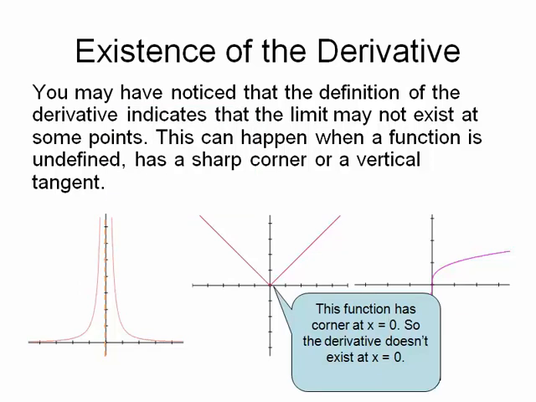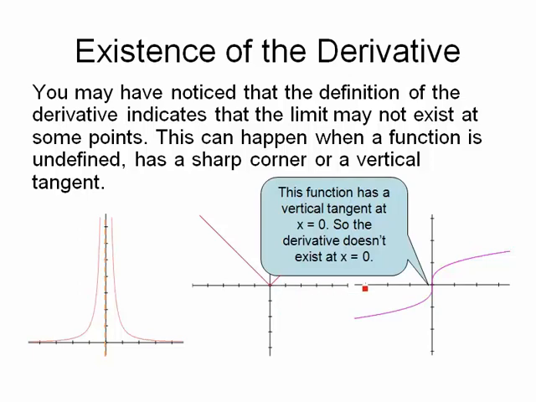This next function is an absolute value function. It has a corner at 0. So if we try and find the derivative through that limit definition, it's going to come out to not work at that point right there. Now in the third graph, this one also does not have the derivative existing at x equals 0 because if I draw the tangent line here, it's vertical. And if you try and find the slope of a vertical line, you'll get undefined. We can have a derivative not making sense because the original function's undefined, it has a corner, or a vertical tangent.